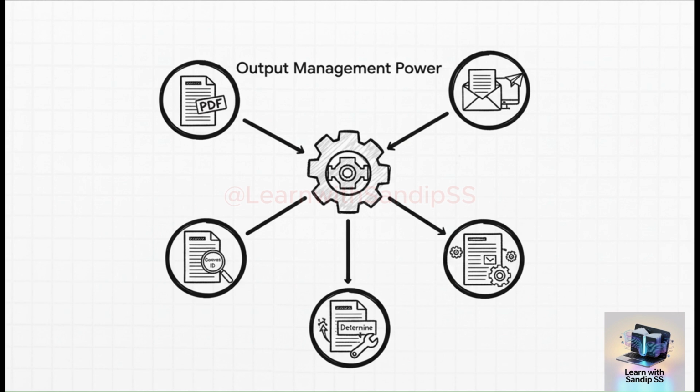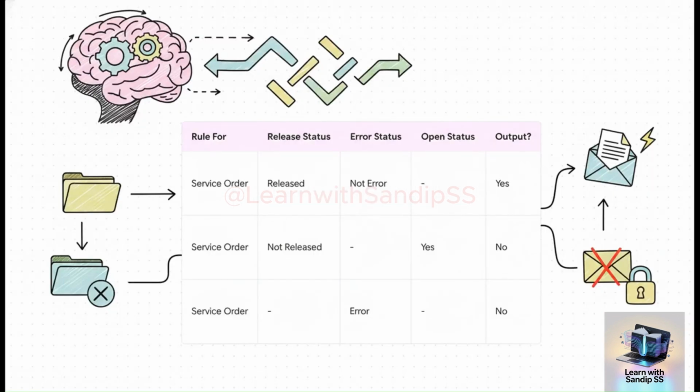That means when a customer calls, you're not scrambling to find some number. It's right there for everyone to see. But it gets even smarter than that. You can set up these super flexible rules to control when a document is even generated. For instance, you can tell the system, only create an output if the service order is released and has no errors. This is brilliant because it prevents you from automatically sending out incorrect or incomplete documents. It's intelligent automation at its best.